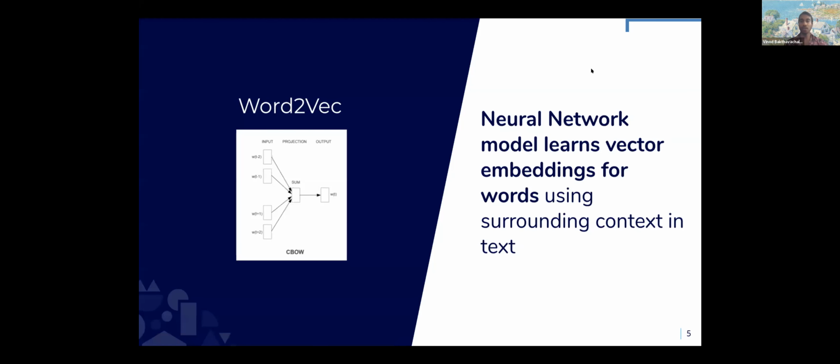And to kind of peer under the hood a little bit about how this Course Match technology works, it's powered by Word2Vec, which is a neural network model that learns what are called vector embeddings for words, basically using the surrounding context in the text.